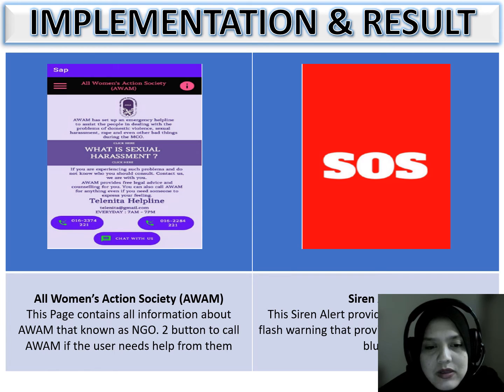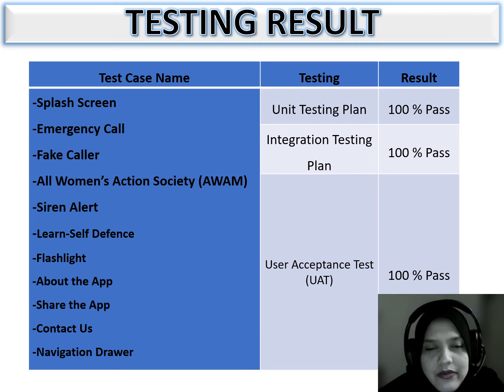This page contains all information about AWAM, which is known as an NGO. There are 2 buttons to call AWAM if the user needs help from them. And then the next menu is SOS, the siren alert. And then for testing results, it consists of unit testing plan, integration testing plan, and user acceptance test. And the result is 100% pass.